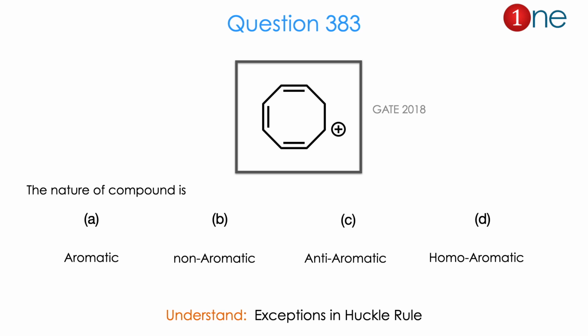Then let us look at the next question. The starting material is a cation with 1 less conjugation. It's an 8-member system with 6 pi electrons. So you have to find the nature of the compound, whether the compound is aromatic or non-aromatic or anti-aromatic or homoaromatic, whether the compound obeys the Huckel rule and its nature. From the question of non-conjugated cation and 4 different possibilities, you might realize the question is really about exceptions in the Huckel rule. The answer is D. Homoaromatic. Let us see how.